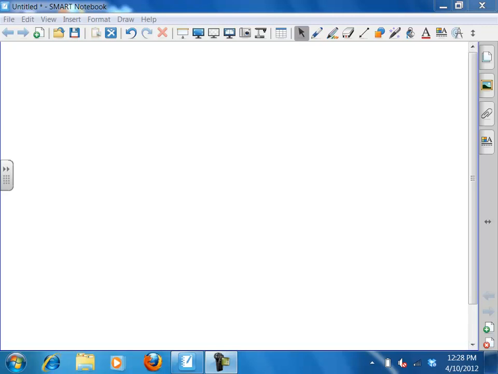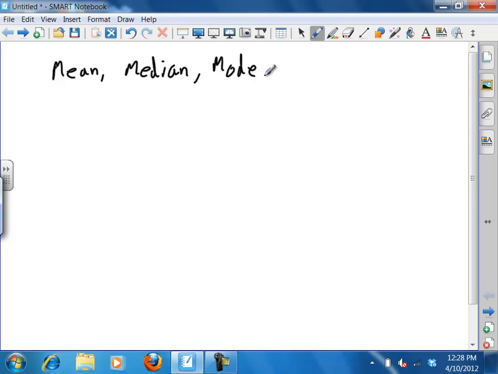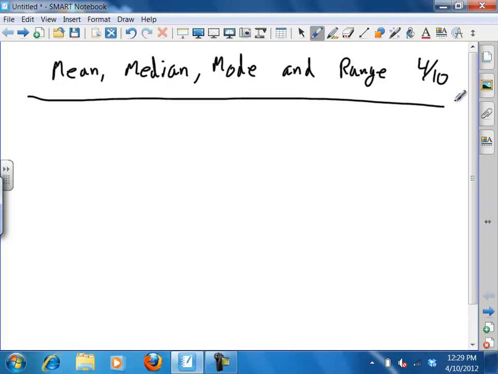Okay, so we are doing notes on mean, median, mode, and range. And today is April 10th. So this is mean, median, mode, and range on page, I believe, page 40. So this is if you want to follow along with your book.